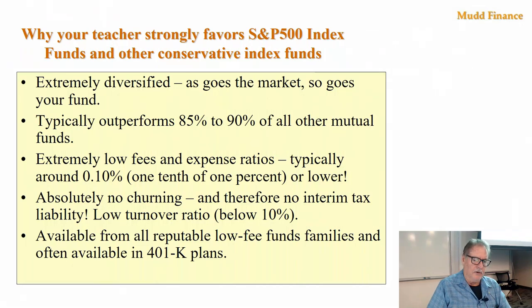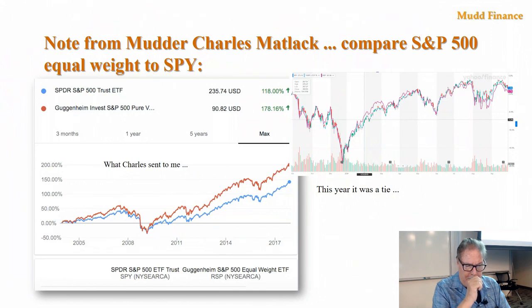I got a note a few years back from a former student, Charles Matlack, who got interested in finance after he graduated. He did a big startup and then got into finance for a while. And it is the case that the S&P 500 index fund is weighted by market cap. And so there has been some research that indicates that a fund with an equal weighting would perform better. That is to say, every stock would have 1/500th of the weight instead of being weighted by market cap. And so a mutual fund was created with that weighting. It's the Guggenheim S&P 500 Pure Value Fund, I think.